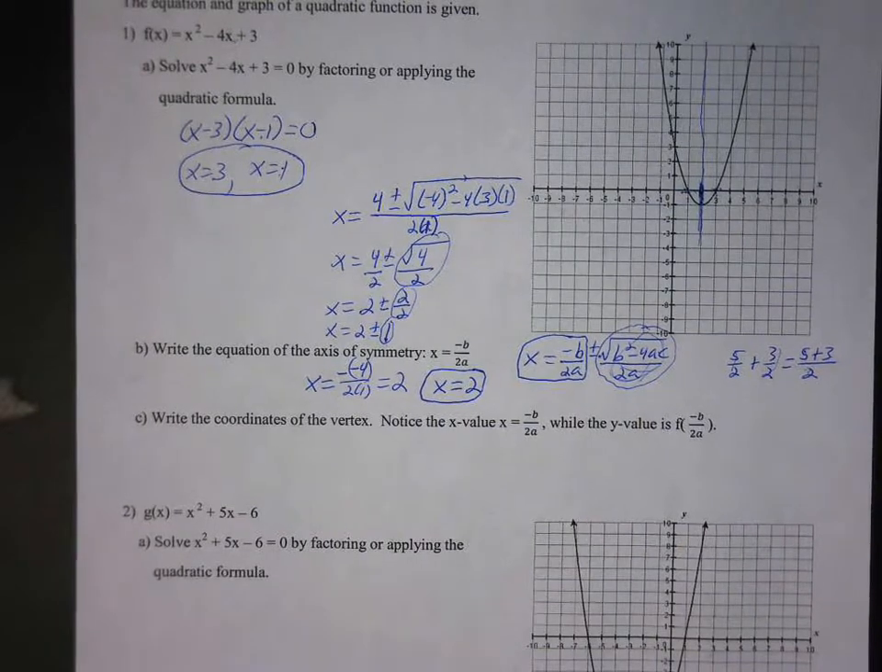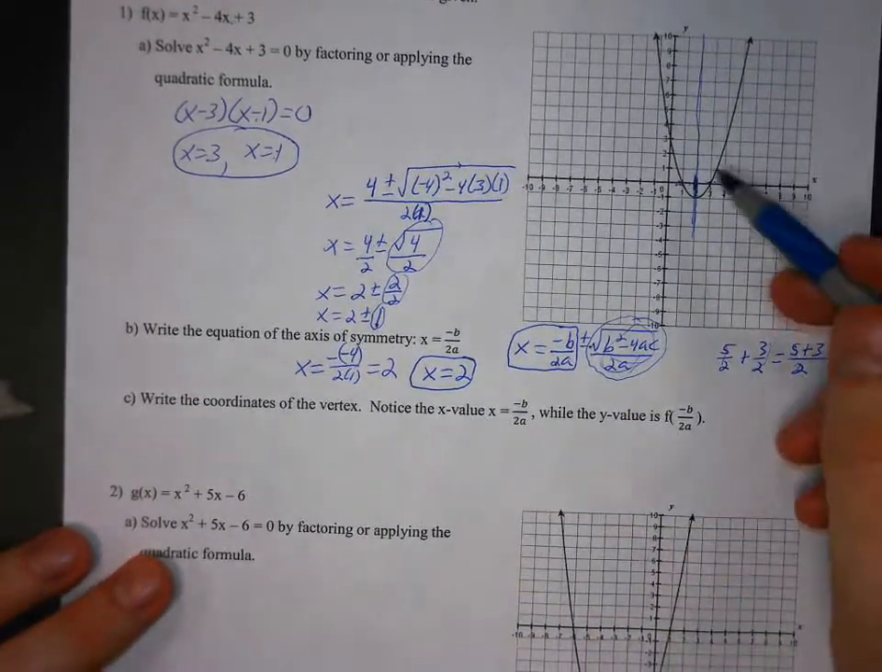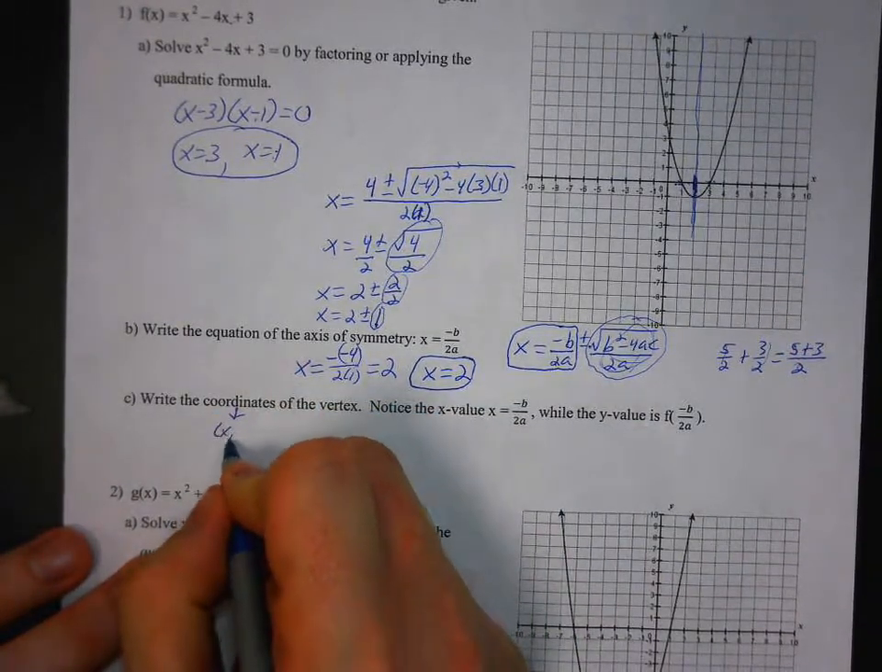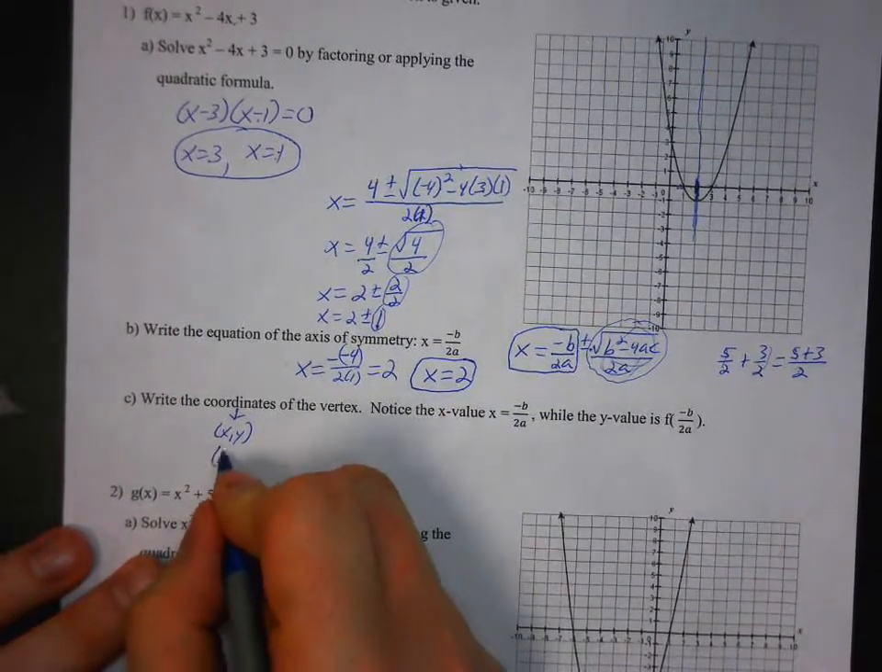Okay, part C, the coordinates of the vertex. Well, to find the vertex, we're trying to find what point, x, y. Remember, the coordinates means you're looking at x comma y, you're looking at a point. Well, we know the x value is 2.